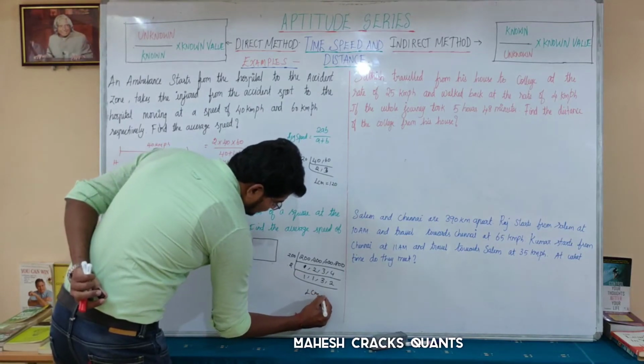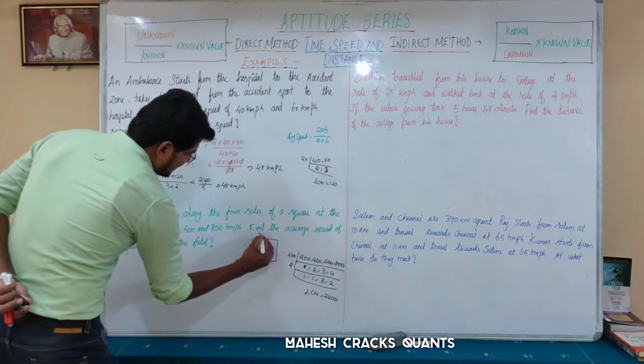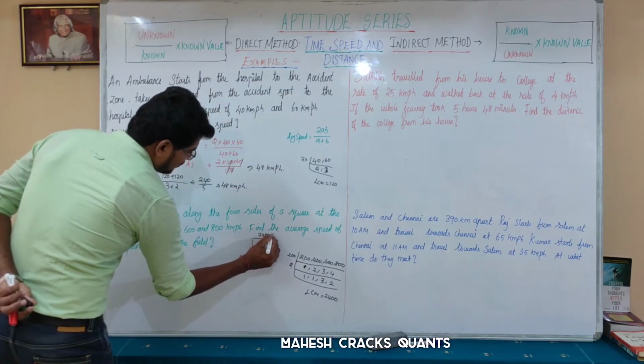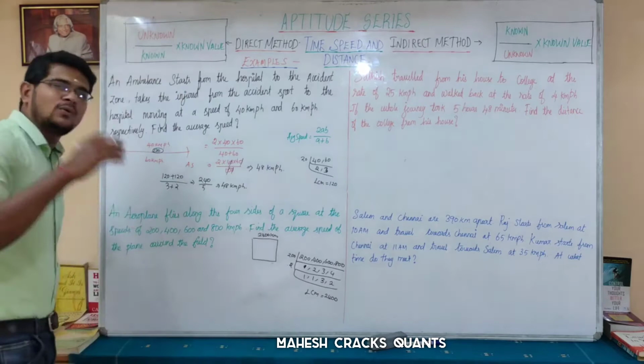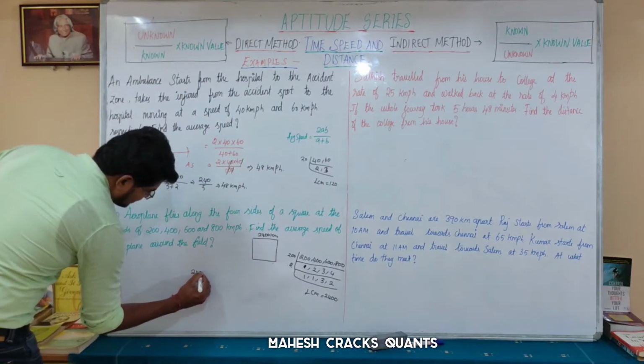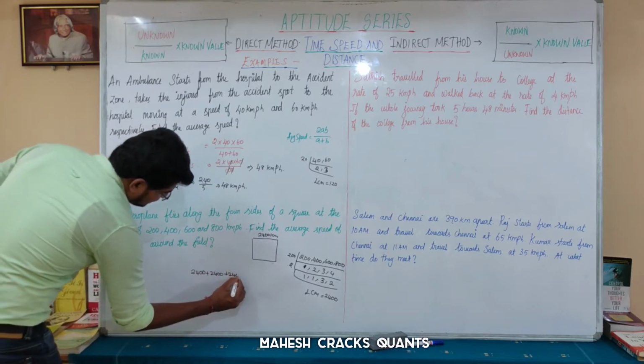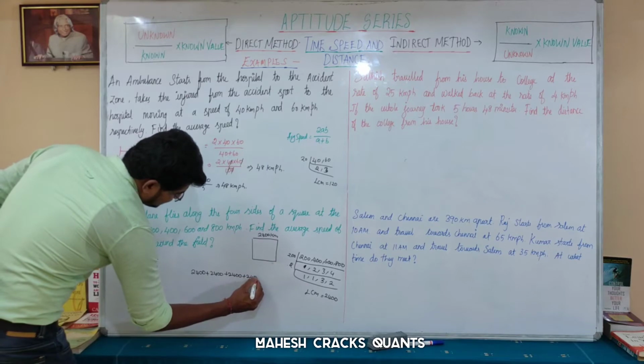LCM is 2400, which means each side is 2400 kilometers, I am assuming. So how many sides are there? What is the total distance? 4 sides are there: 2400, 2400, 2400 plus 2400.